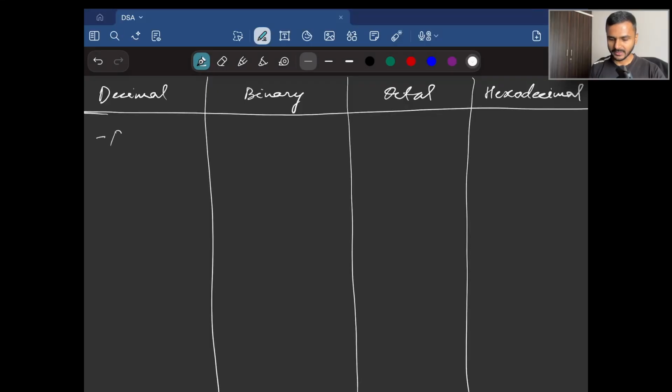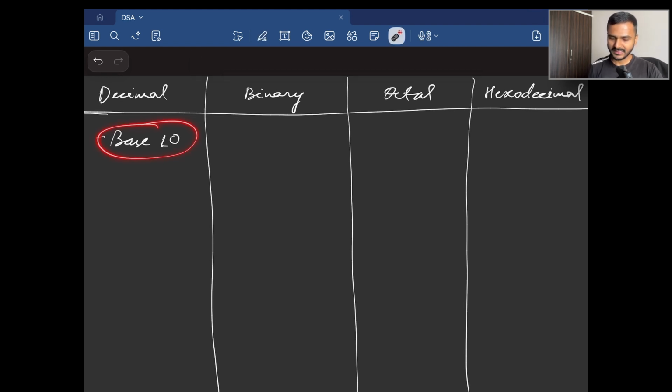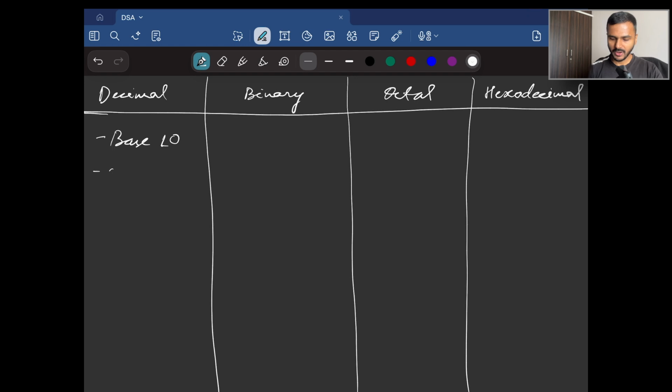The decimal number system is also known as the base 10 number system. And this is the number system that we use for everyday tasks like counting people or keeping track of score, etc. The reason this is called base 10 number system is because we have got 10 digits at our disposal to represent any number in decimal number system. And those digits are 0, 1, 2, 3, 4, 5, 6, 7, 8, and 9.